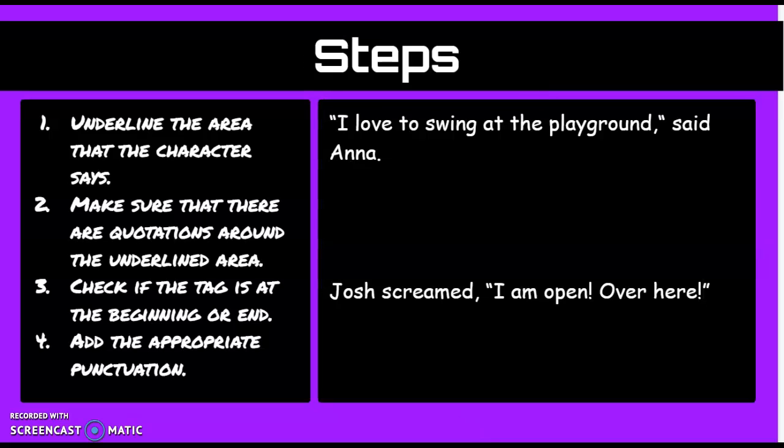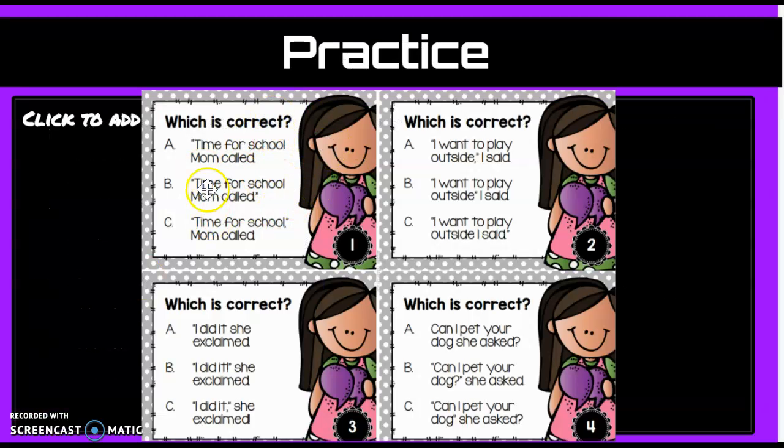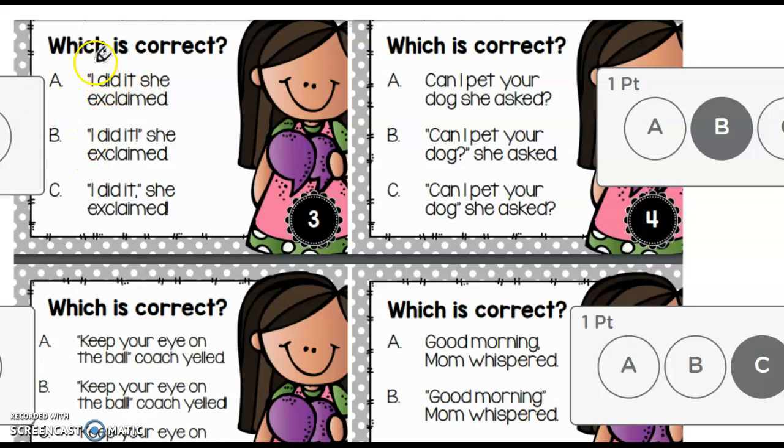Today for your activity, you are going to be practicing these steps and figuring out which one is written correctly. So on your class kick, you have each one of these on there. And I want you to use the same application. For example, we can underline what they said. I did it, she exclaimed. Okay, so I did it is what they said. So are there quotation marks before and after what they said? No, so it's definitely not that one. Let's look at the second one.